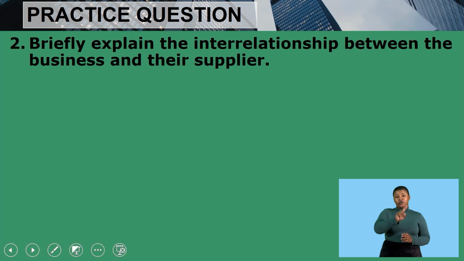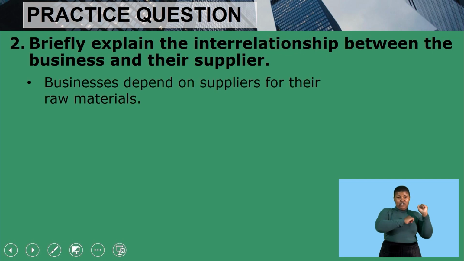Let's take a look at question 2. Briefly explain the interrelationship between the business and specifically their supplier. Okay, so briefly explain means you're going to discuss it, but not as extensively as you would usually do. So let's take a look at the relationship between the business and its suppliers.